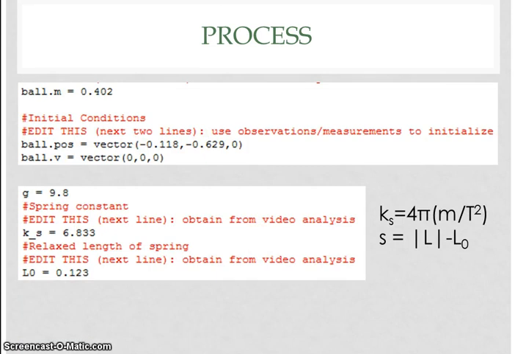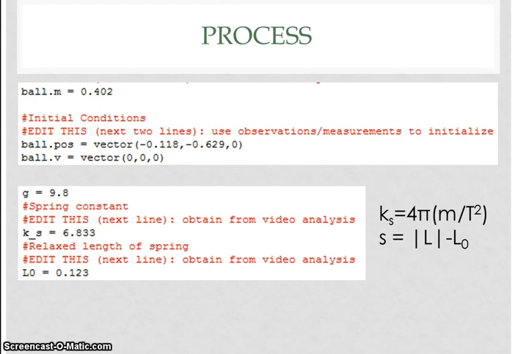In order to make the computational model, there were a few variables that needed to be initialized in the code. The mass was given as 0.402 kilograms. I extracted the initial position from Tracker as negative 0.118, negative 0.629, and 0 meters. The initial velocity was 0 meters per second, and we also know that the gravitational acceleration is 9.8 meters per second squared.